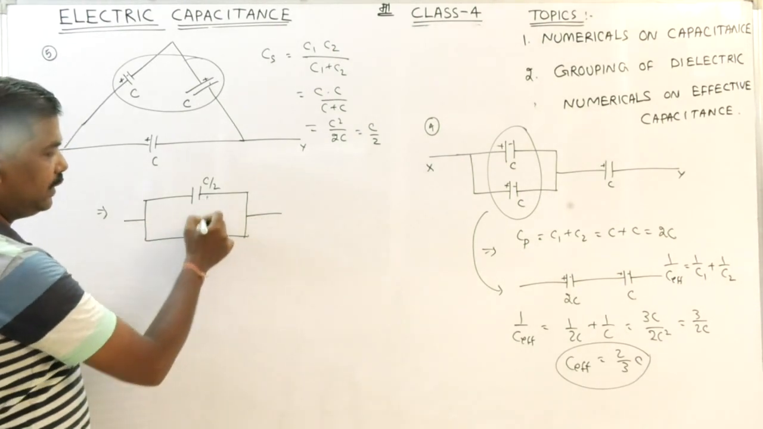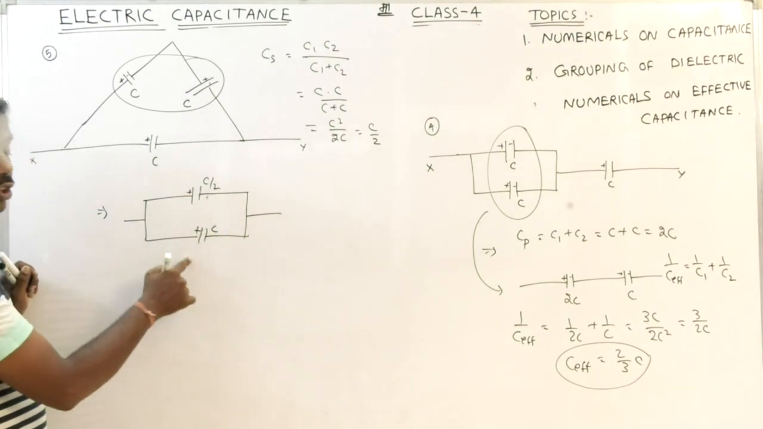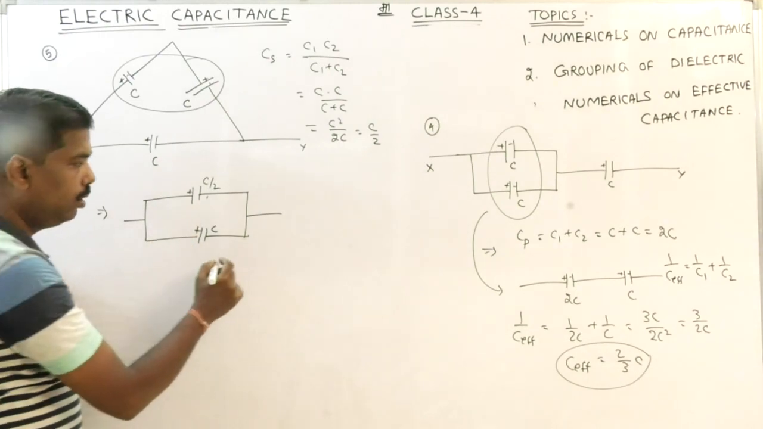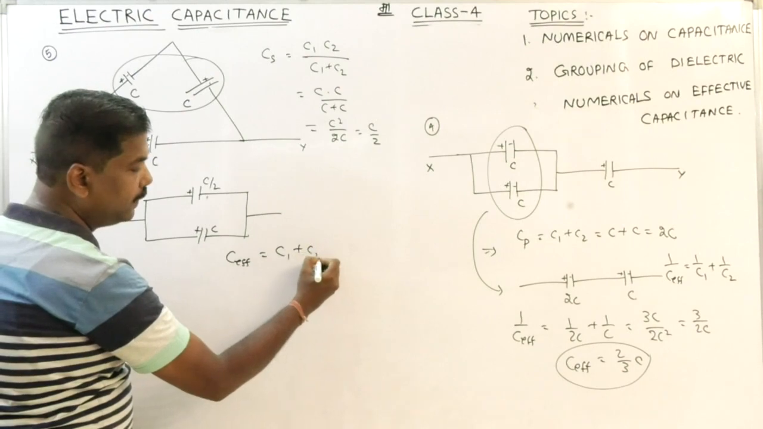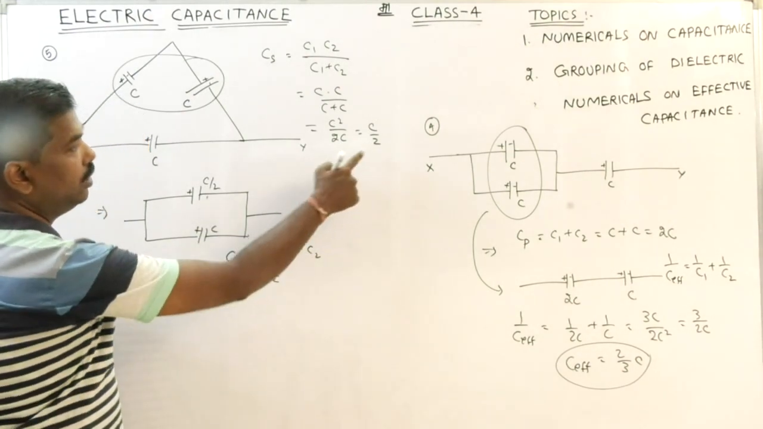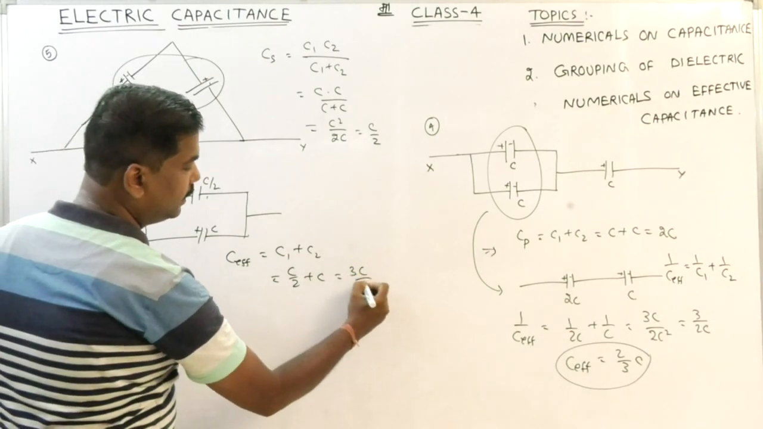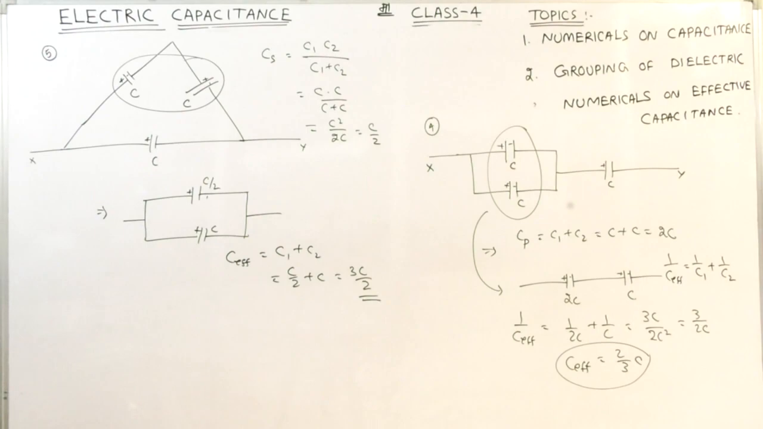Clear? Therefore, this is again how much? Parallel combination. The positive plate is connected to positive. So these two are parallel. In parallel, the effective capacitance is C1 plus C2, and C1 is C by 2. C by 2 plus C is 3C by 2. That is the answer. Clear?